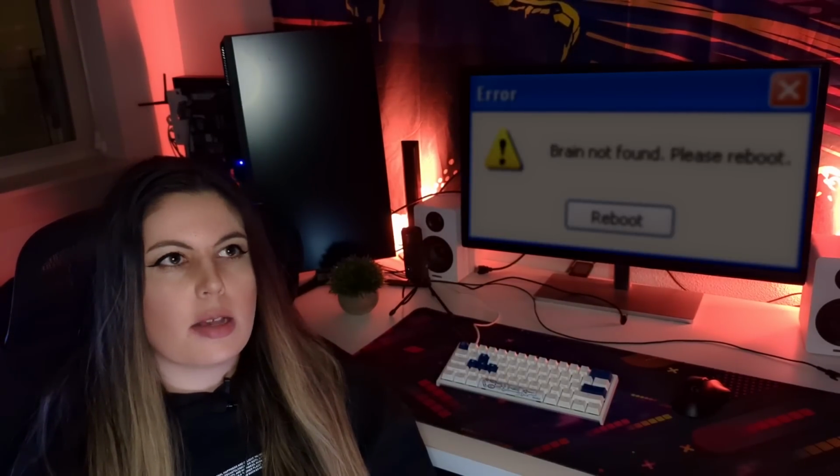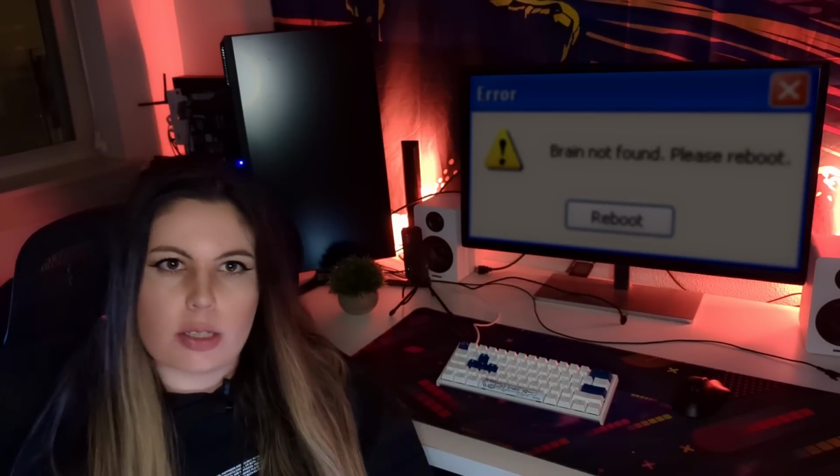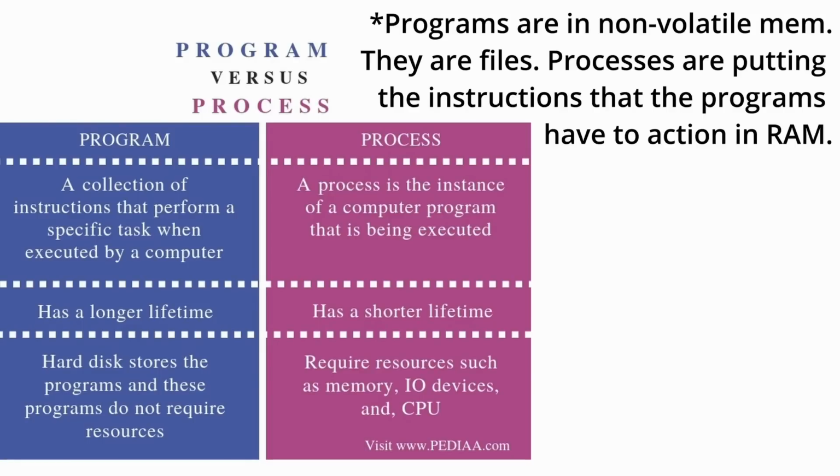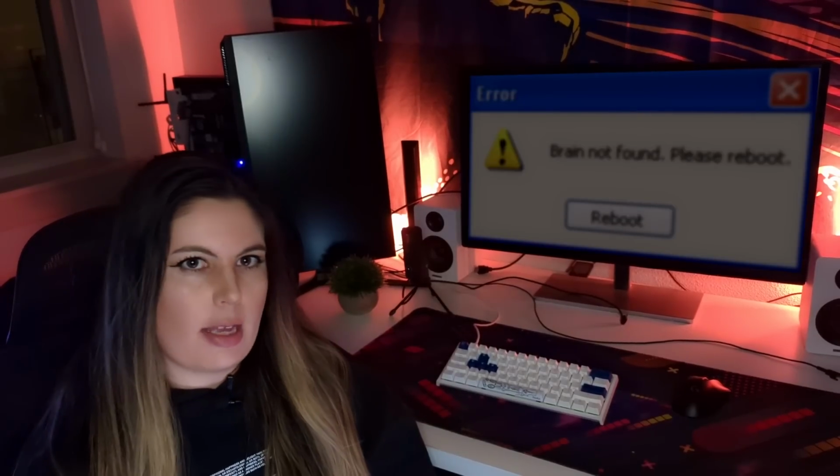It's the same idea as me trying to bake a cake from a recipe. Programs are the written instructions in the recipe book, which are saved on your computer. And then processes put them into action using real-time system resources. So basically me actually baking the cake from the recipe book.